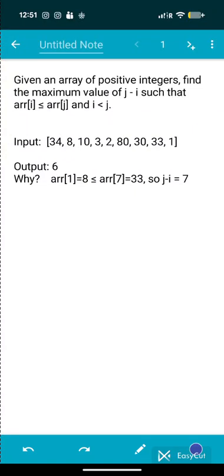Hi, would you like to join me while I try to solve this problem? It's a standard DSA problem which gets asked in a lot of interviews.